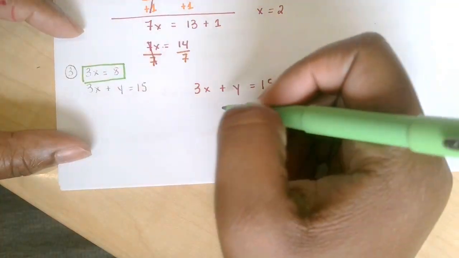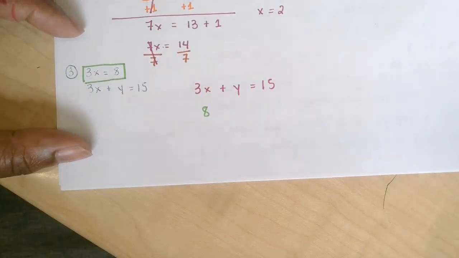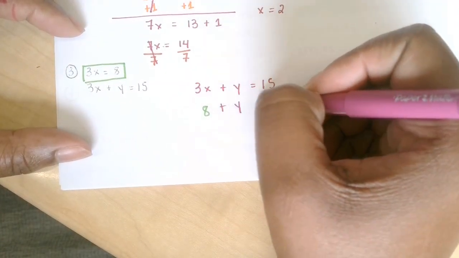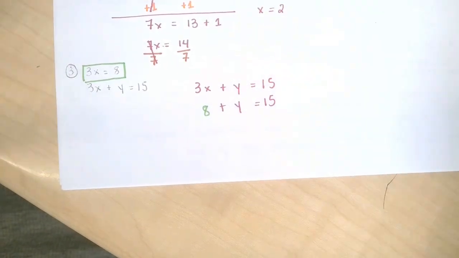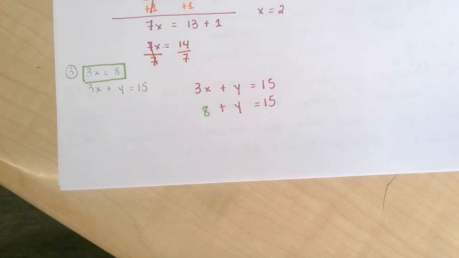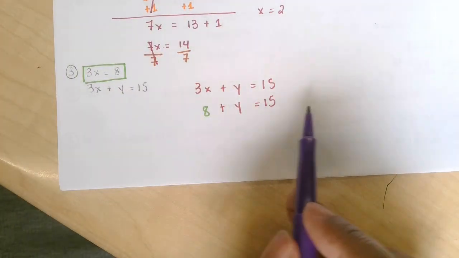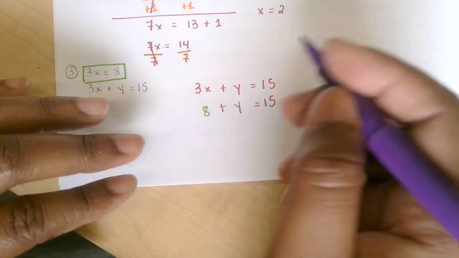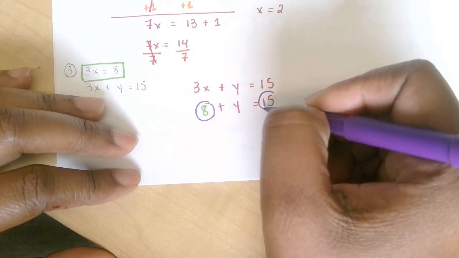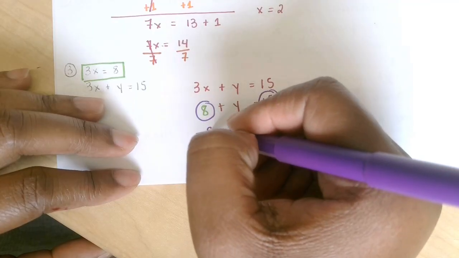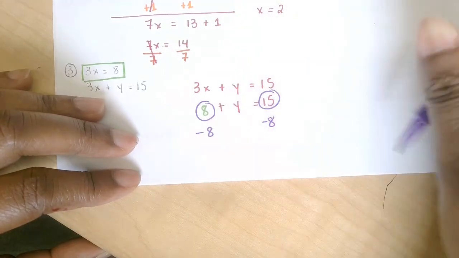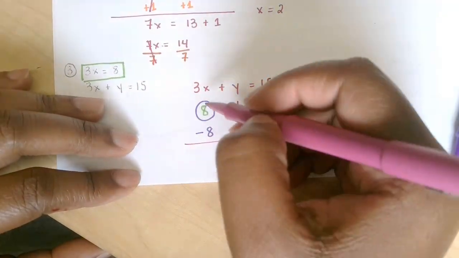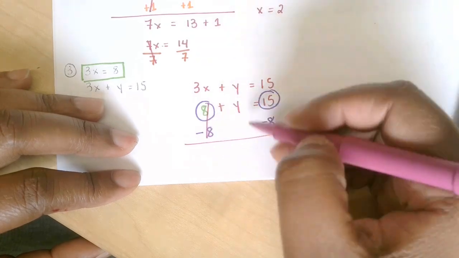So wherever we see 3x, you put 8 plus y equal 15. Now we need to combine like terms. We know that we don't have any other y's in this row, so we can't combine y's, but we have constants. So we're going to bring this 8 to the other side. 8 minus 8 is 0.